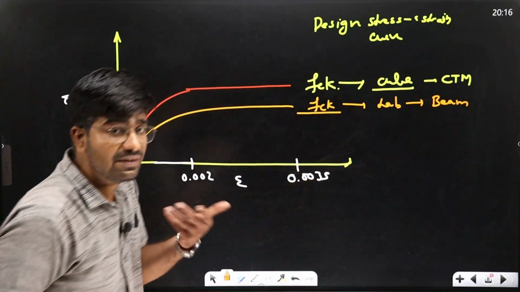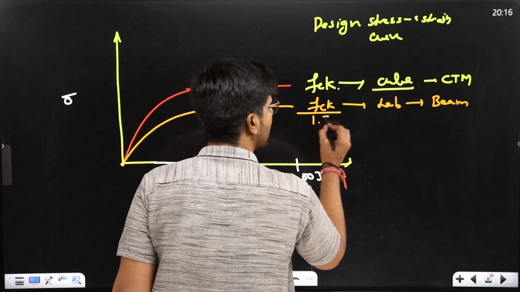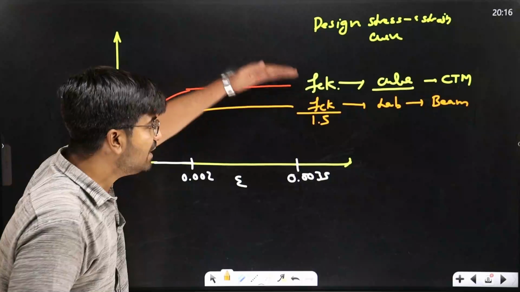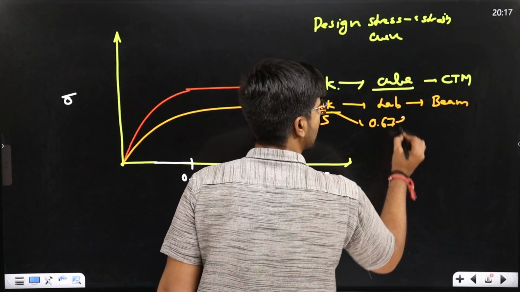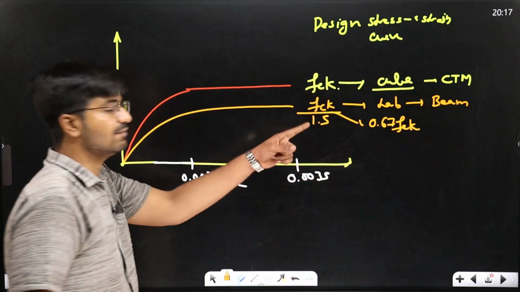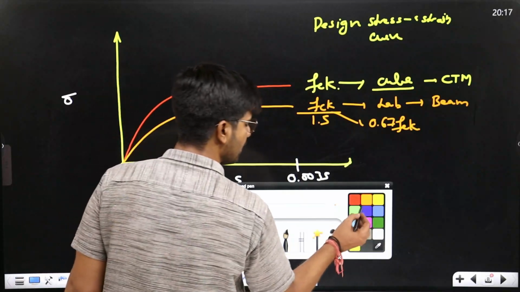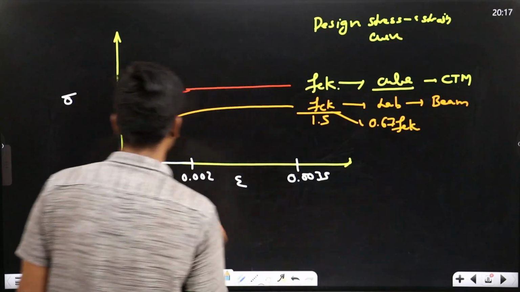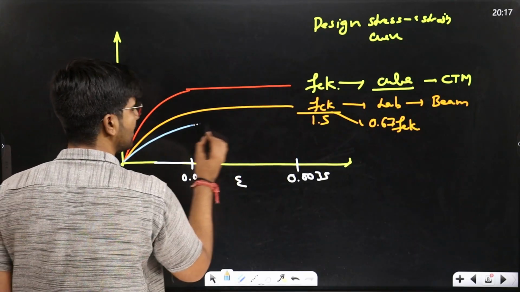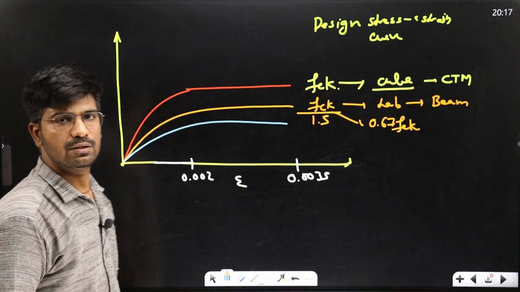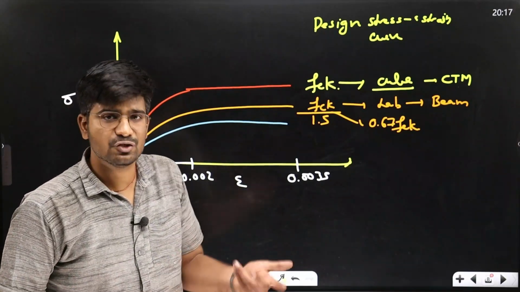And what is the factor of safety we are taking for concrete? We are taking 1.5 as a factor of safety. So when you divide this FCK with 1.5, you will get 0.67. This is how you got this value, 0.67 FCK. But when you go for site, this value is for lab, but when you go for site, you already know the quality control of concrete is poor, it is very fluctuating.